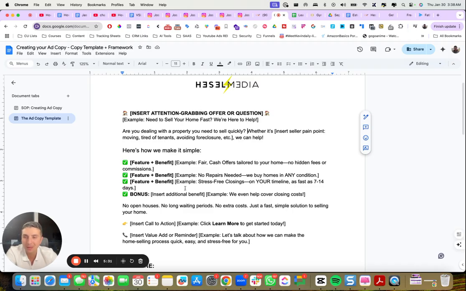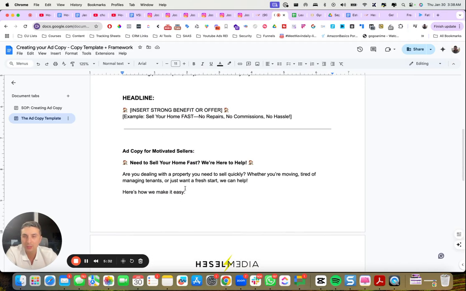Now, this is the explanatory one. Let's go first of all to the headline. The headline is almost going to be your offer, so you're saying your offer once again, a strong benefit, a strong offer. For example: sell a house fast, no repairs, no commissions, no hassle. This is a very simple way.